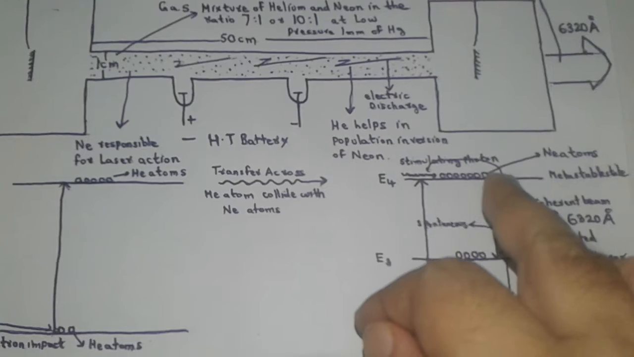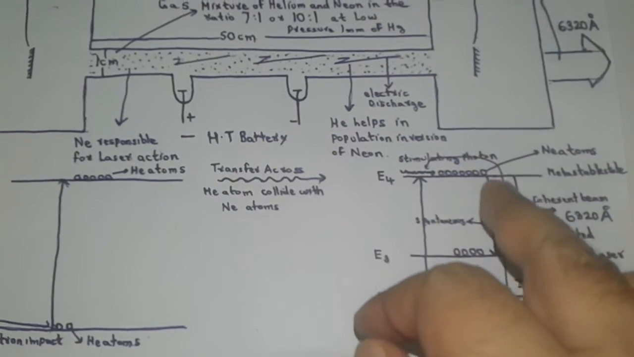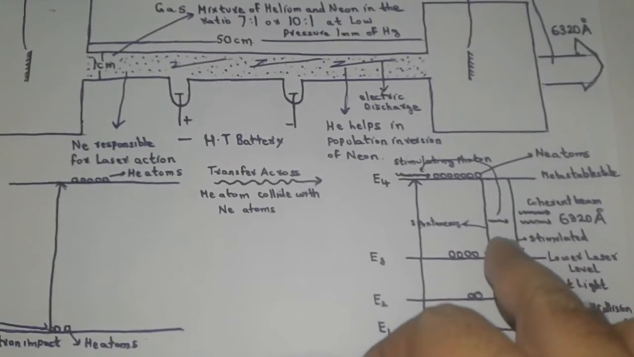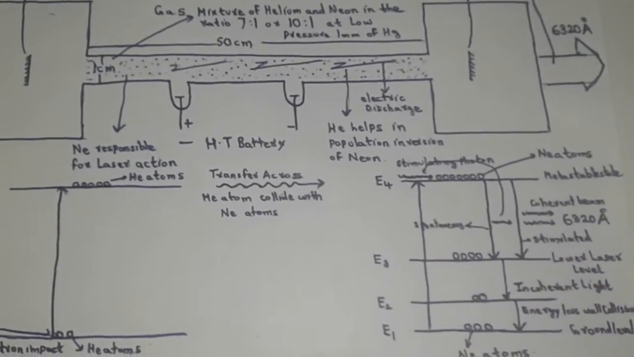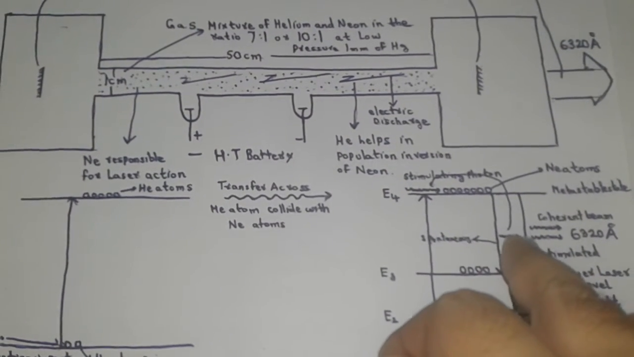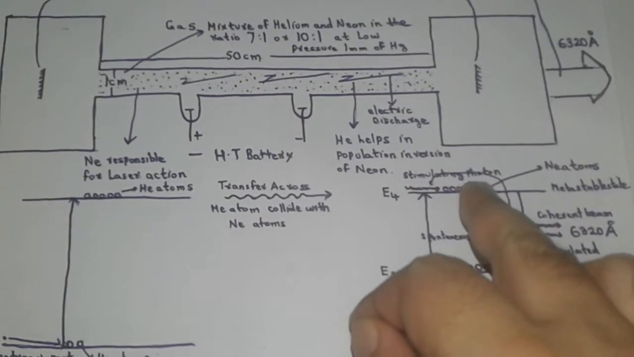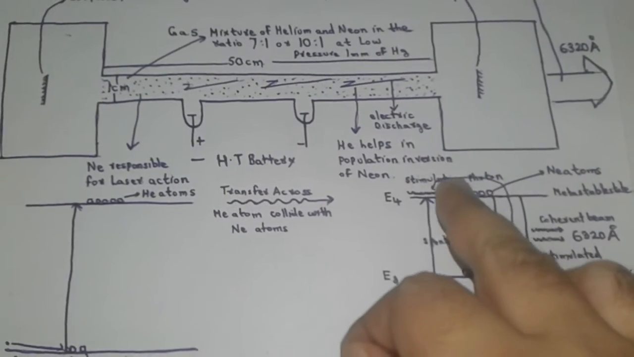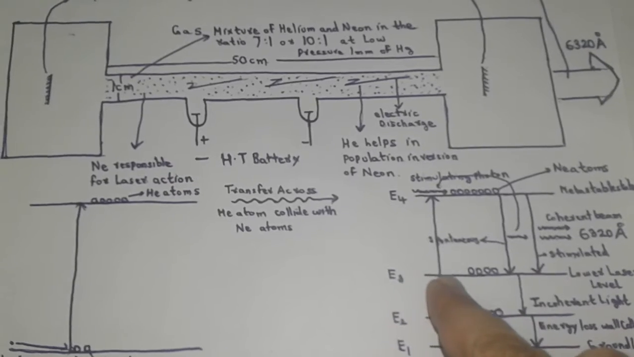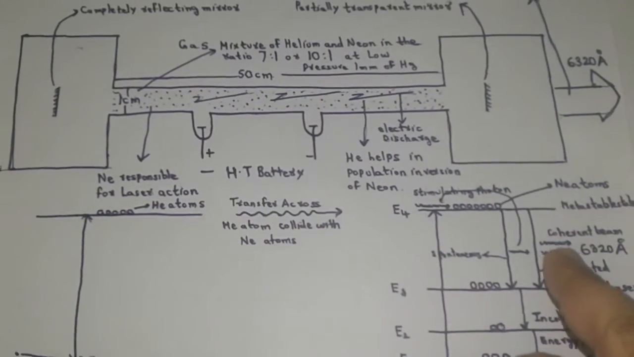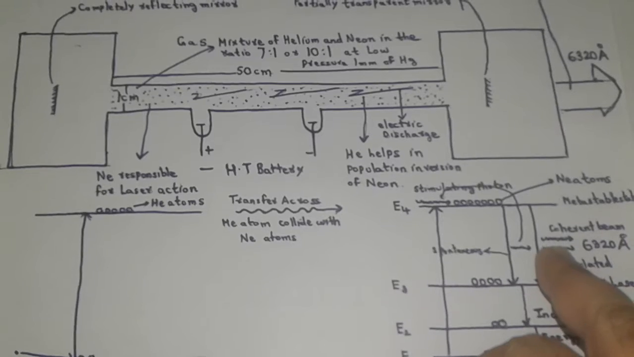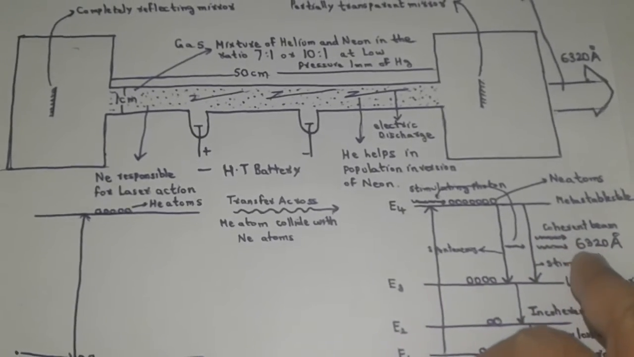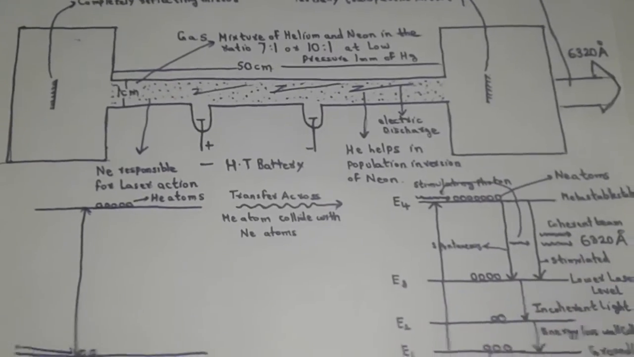The neon atoms in their metastable state spontaneously decay to the lower laser level by emitting photons in random directions through spontaneous emission. The photons emitted by spontaneous emission stimulate other neon atoms in the metastable state to make a transition from metastable state E4 to lower laser level E3 by emitting two photons of the same energy, same frequency, same phase as a coherent beam of wavelength 6320 angstrom.